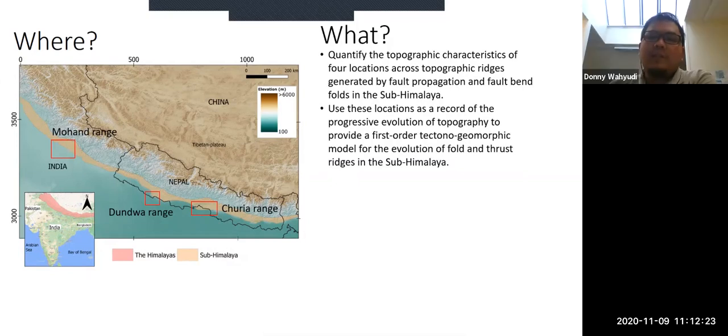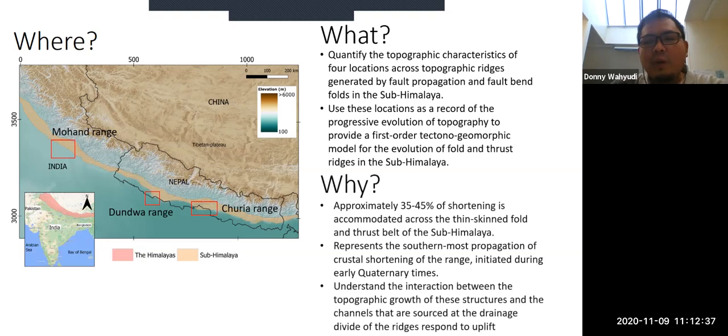And we use these locations as a record of the progressive evolution of topography to provide a first order tectono-geomorphic model for the evolution of fault and thrust ridges in the sub-Himalaya. So why are we doing that?